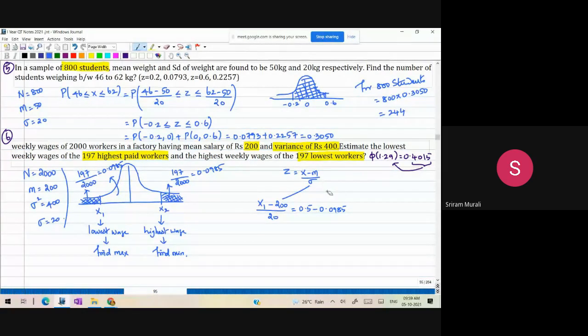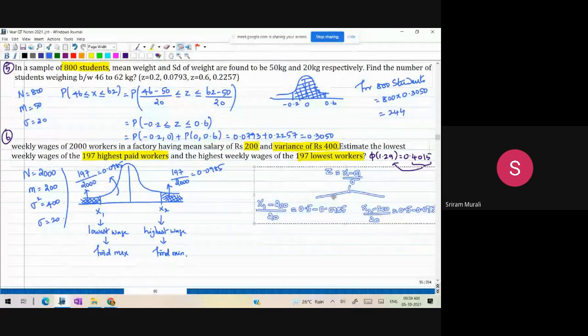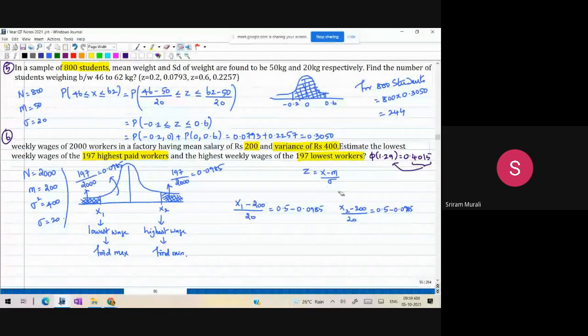In the same way, I should do for the right hand side. This is for left. For right, it is (x2 minus 200) by 20 is equal to 0.5 minus the same 0.0985. One may ask, sir, are they not equal? It seems like equal, but it is not equal. Wait a minute, I will tell you how. So what is this value? If you simplify, what is this value?